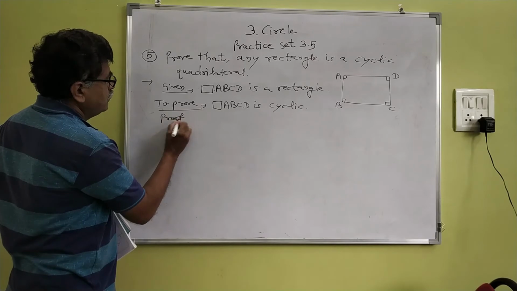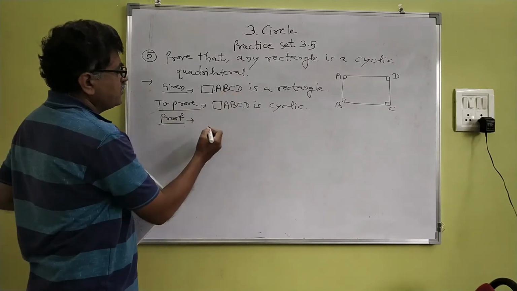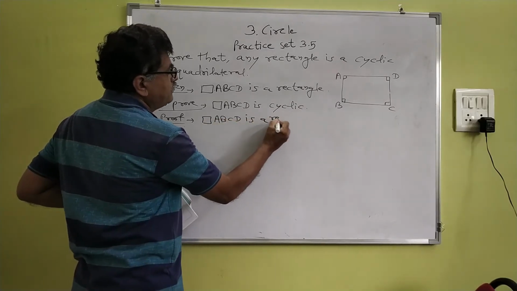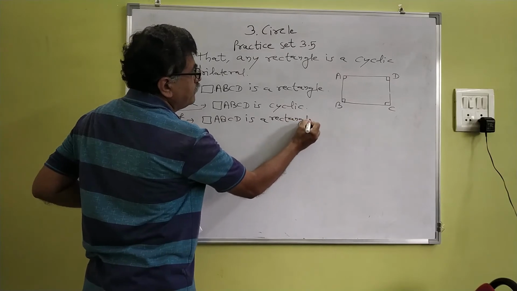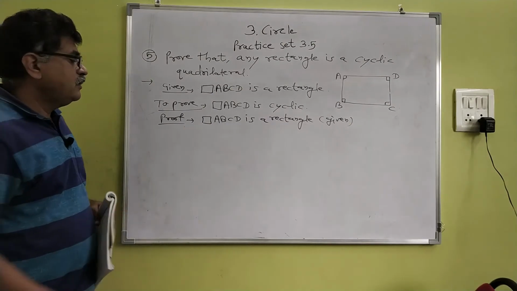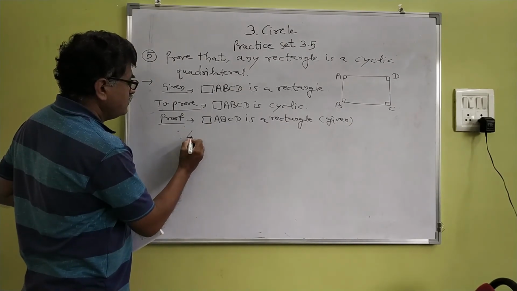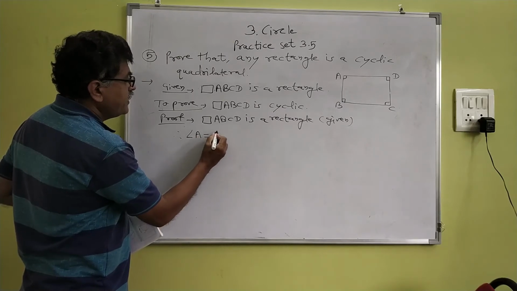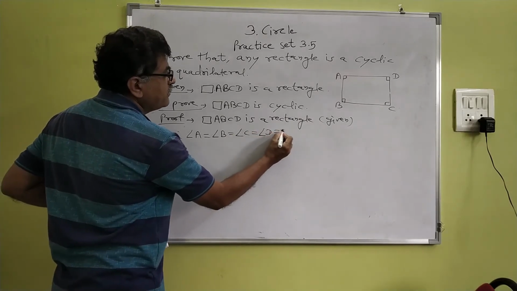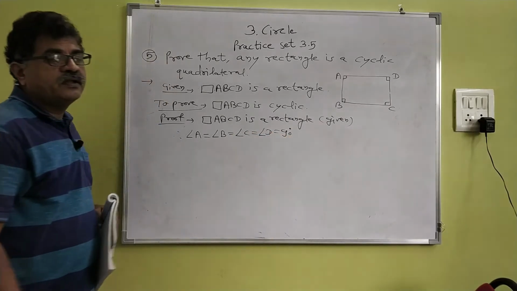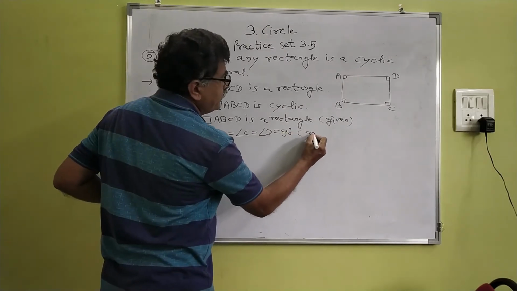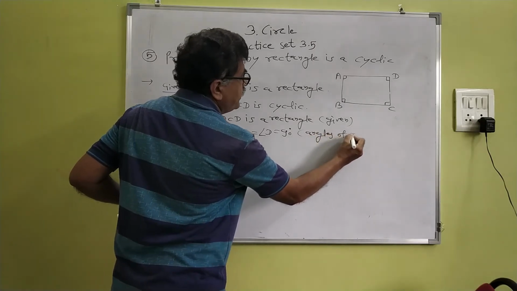Proof. Now first write down: given quadrilateral ABCD is a rectangle. This is given. Now since this is a rectangle, all its angles are 90 degrees. Angle A is equal to angle B is equal to angle C is equal to angle D is equal to 90 degrees. That is, angles of a rectangle. Write down in bracket: angles of a rectangle.